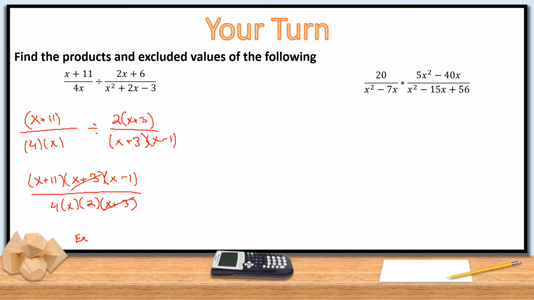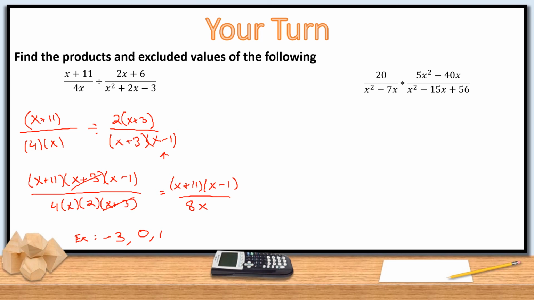So if we're thinking of excluded values, we're going to know minus 3 is in there, also 0, and then also positive 1. X plus 11 times x minus 1 all over 2 times 4 is 8 and x. So that would be my quotient. So after it's actually been divided, this is what's left. And you could distribute this to do x squared plus 10x minus 11. I'm okay with factored form for now. So you're good if you want to stop there.